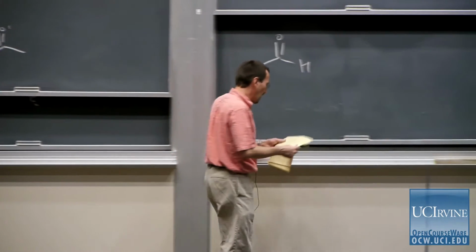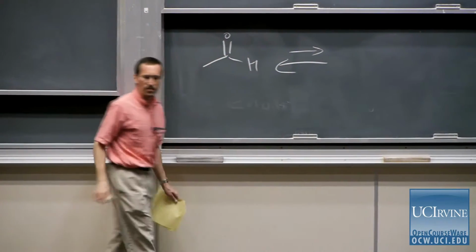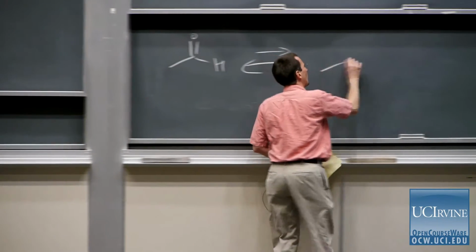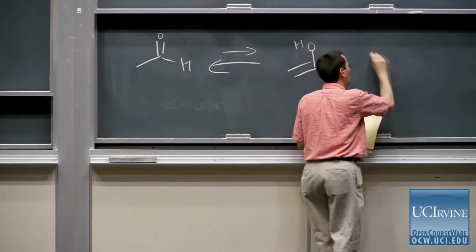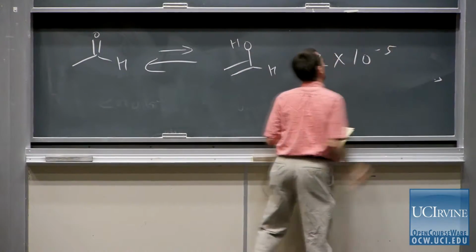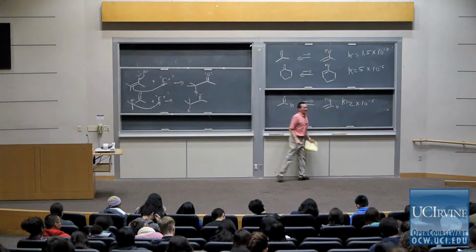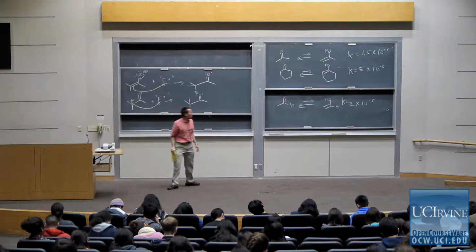So in acetaldehyde, you again have an equilibrium, and again that equilibrium lies way, way to the left. But now you have just a hair more of the acetaldehyde enol. The equilibrium constant is 2 times 10 to the negative 5. So compared to acetone, a couple orders of magnitude more.